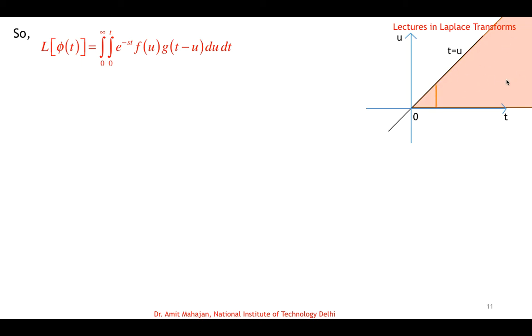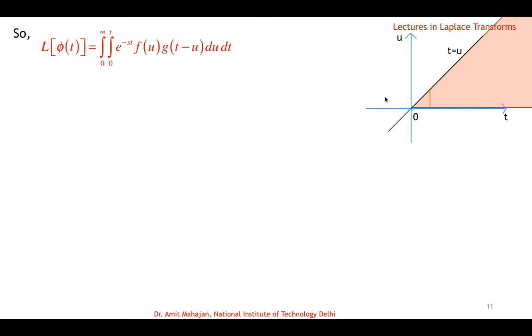So this is the region of integration in the t and u plane. The limits of u are 0 to t, so u varies from the line u equals 0 to the line u equals t. The outer limit is t from 0 to infinity. That means this vertical strip moves from left to right, enters the region of integration at the origin and moves up to infinity. So this whole is the region of integration.